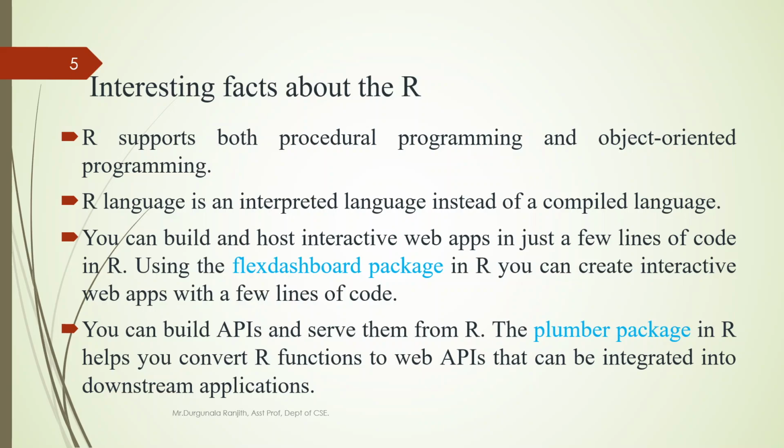And it is an interpreted language instead of a compiled language. When you see C++ and Java, they are compiled programming languages, and Python is an interpreted programming language. And here R is also an interpreted programming language. So here debugging is fast because the interpreter converts the program line by line, and debugging is very fast in an interpreted programming language. So this is another fact.